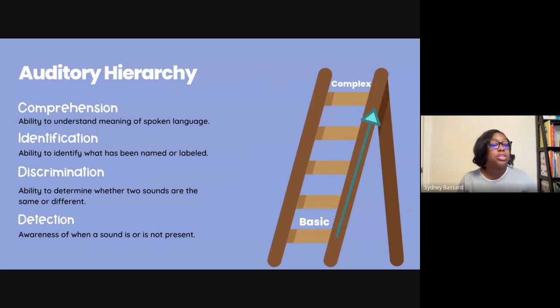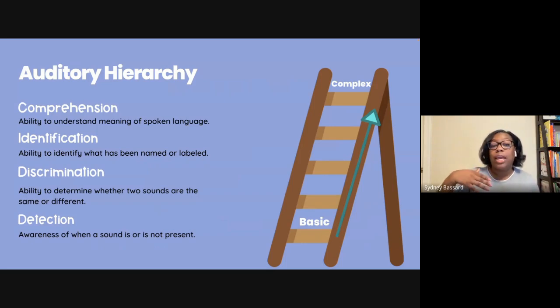Then we have discrimination. That's the next step up. Now you are able to not only know that there's a sound, but distinguish between two different sounds. You either know that they're the same or they're different. We see this a lot as kids get older, in the production of speech sounds, so that our s sound isn't sounding like our z sound, or our t sound isn't sounding like our s sound. They're able to understand that those are completely different sounds, and they have to in order to accurately produce them.